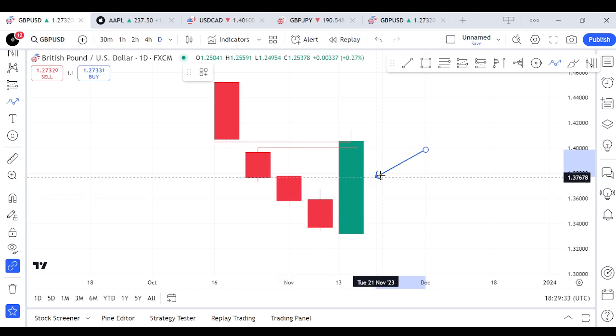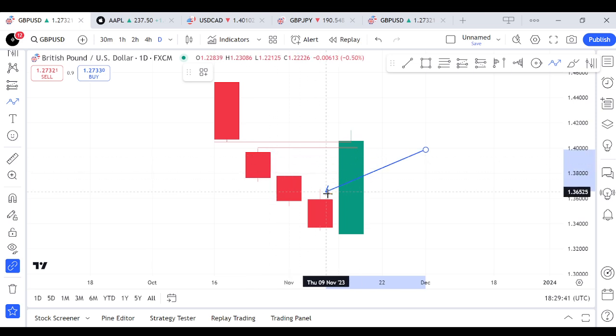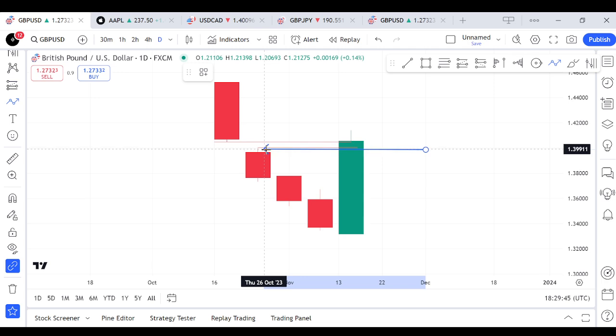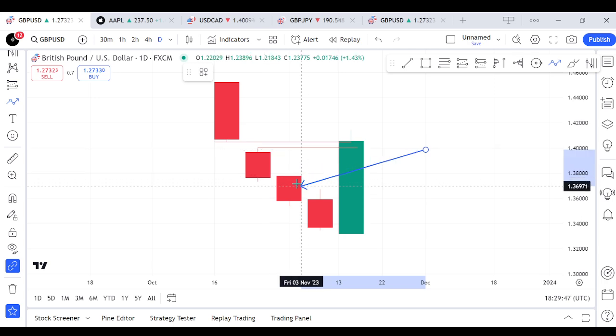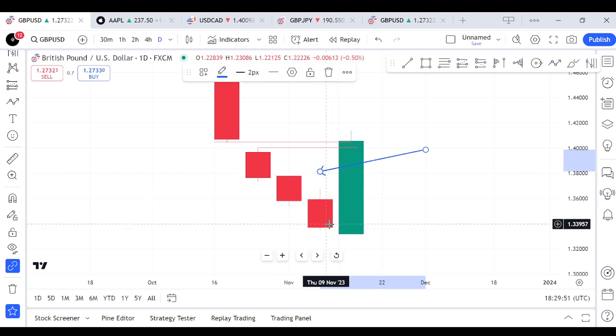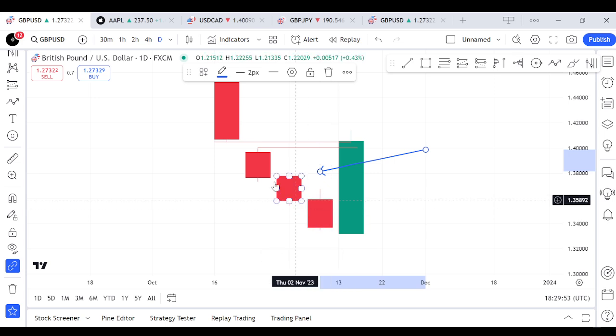And the fifth candle, and this is the final candle, is a strong bullish candle that breaks above the previous resistance levels, typically above the third candle or above the second candle, any one. And it must break with enough bullish momentum above these bearish candles.